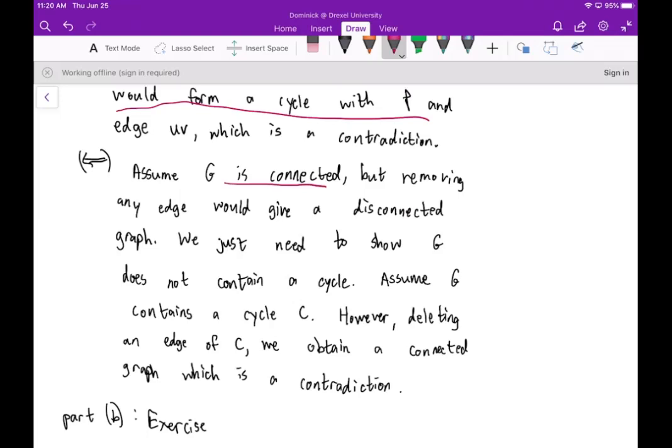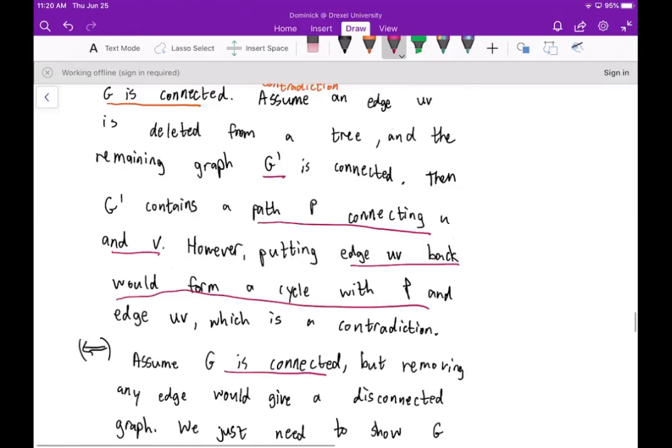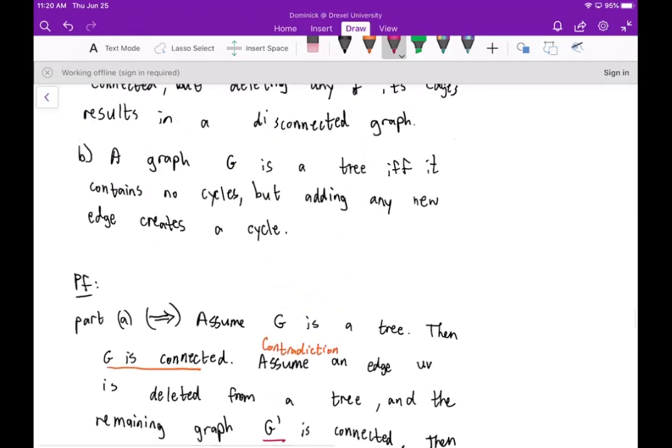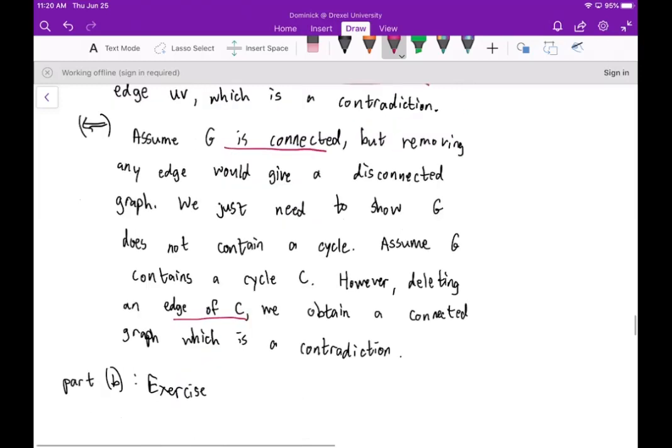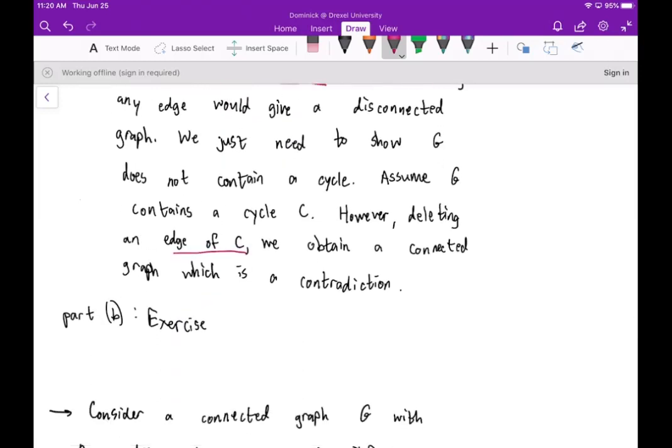Now, if we delete an edge of C, we would obtain a connected graph in this case because that would be a contradiction, right? So that shows that G, of course, does not contain any cycles, right? Because if we did assume that it had a cycle, then if we delete an edge, we'd still have a connected graph. And part B, you could prove in a similar fashion, and I'm going to leave that as an exercise for you just for time's sake.